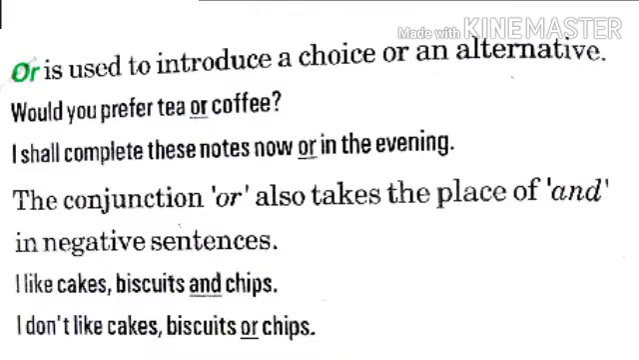Students, the conjunction or also takes the place of and in negative sentences. Let's check out some examples. I like cakes, biscuits and chips. This is and. Now, how would we replace it with or? I don't like cakes, biscuits or chips. In negative sentences, and will be replaced by or.